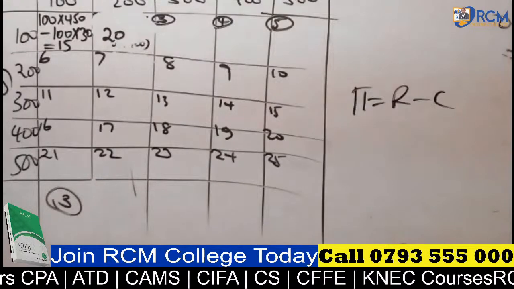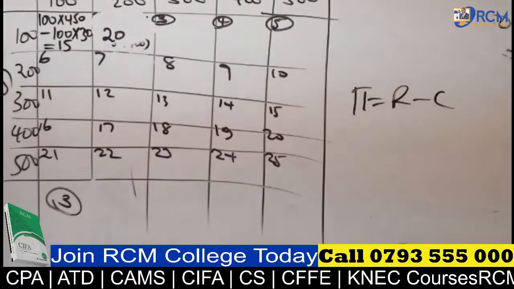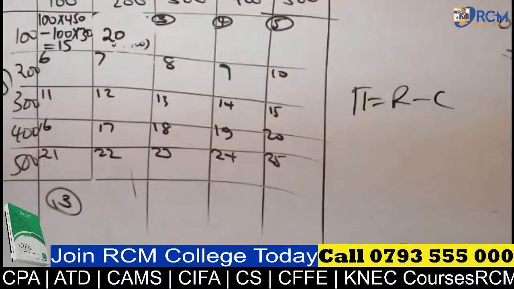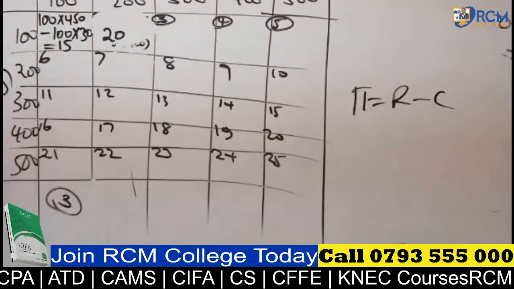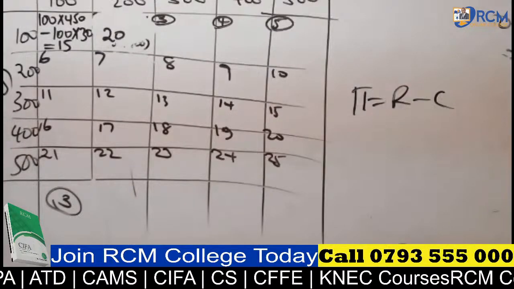There are things, if I happen to know, I can never go wrong in advanced management accounting. Please talk to me. Number 3, what do we have there?